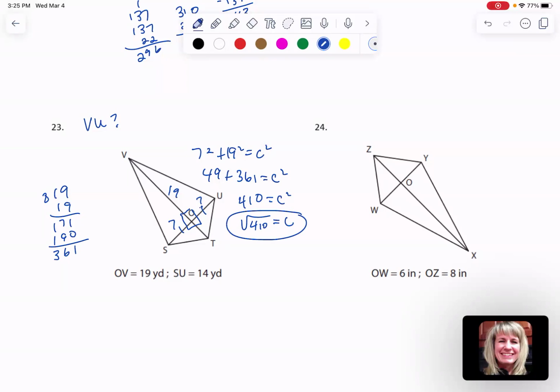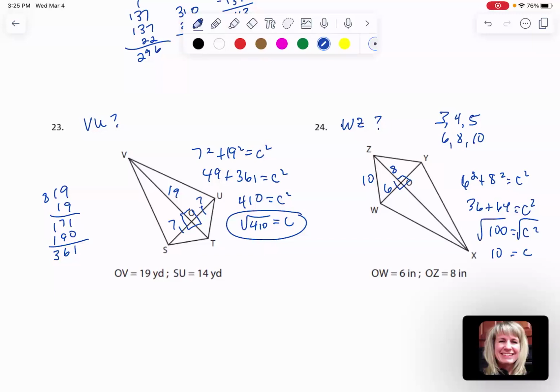On the next one, we have OW is 6, and we have OZ is 8. And honestly, it's asking me for WZ. You just can't see that. I can do this without Pythagorean theorem because it's technically a 3, 4, 5 triangle that's been doubled because we have 6, 8, and that makes my third side 10. So this would be 10, but you can also do Pythagorean theorem. If you do 6 squared plus 8 squared equals c squared, you get 36 plus 64 equals c squared. So that's 100. And c will equal 10 when you take the square root of both sides.